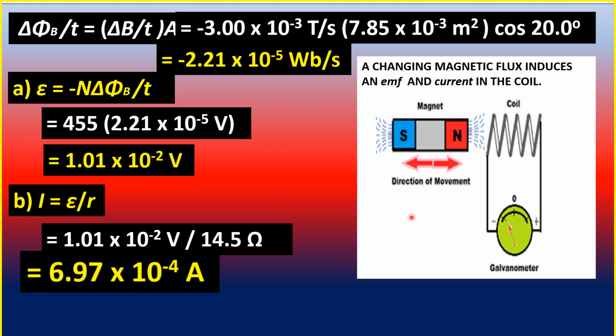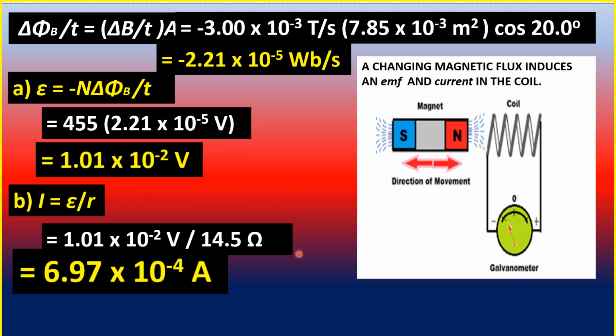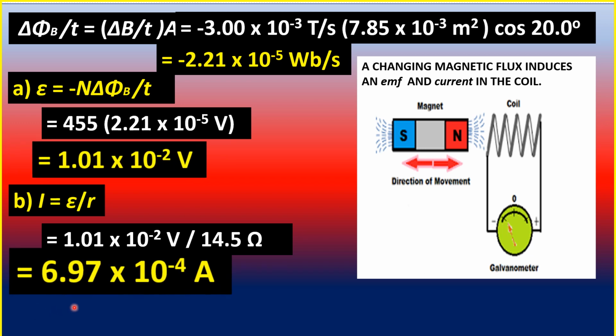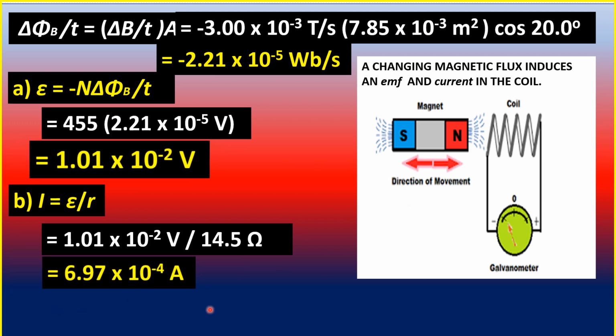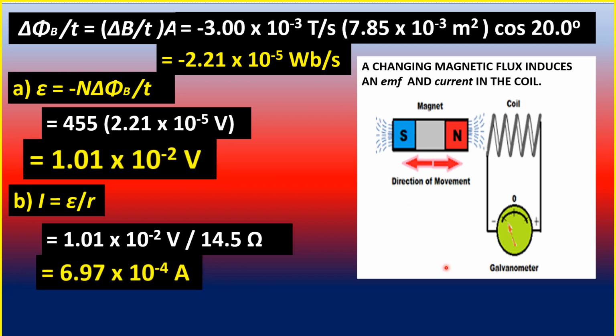So once again, our answer to letter A, the magnitude of the induced EMF, is equal to 1.01 times 10 to the negative 2 volts. And answer to letter B, magnitude of the induced current, is equal to 6.97 times 10 to the negative 4 amperes. So that's it. We are done with our computations. So that ends our video tutorial.